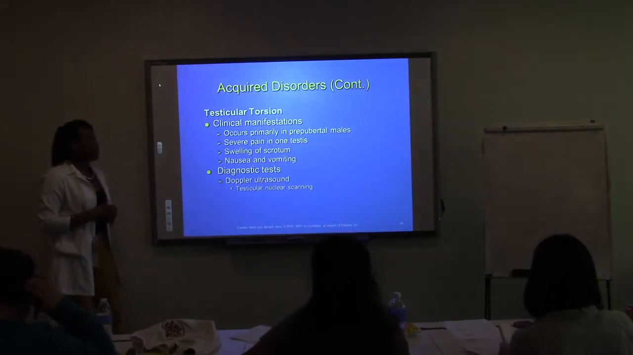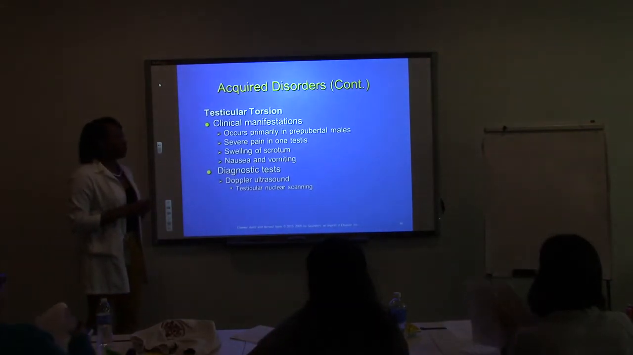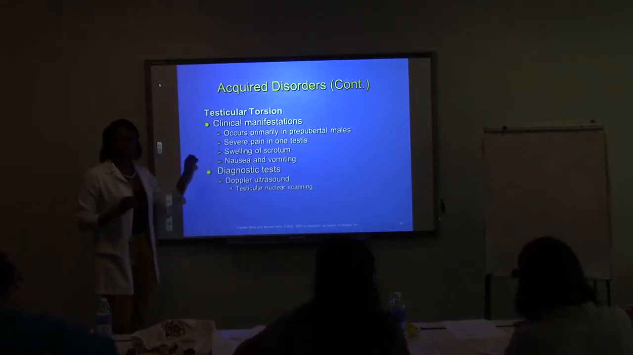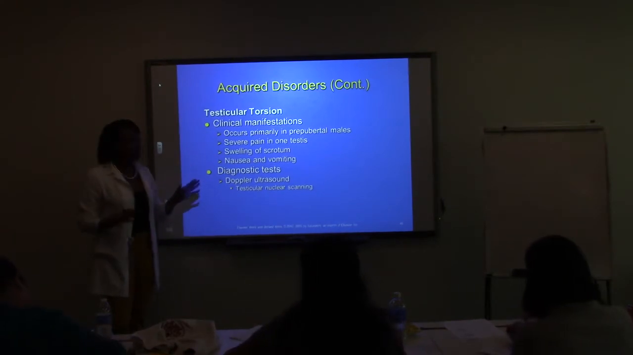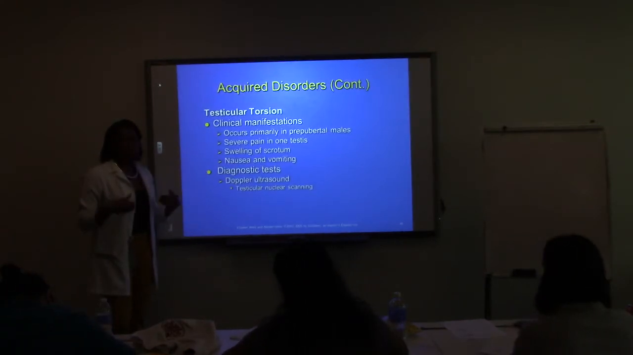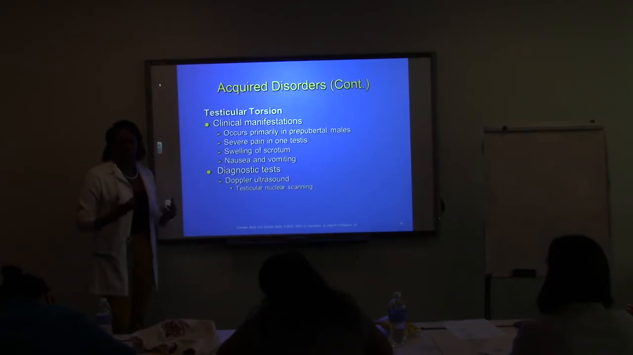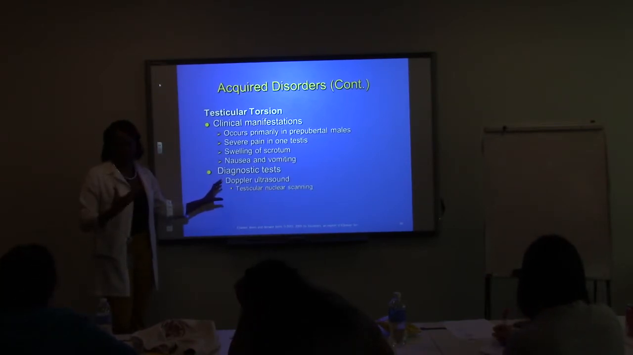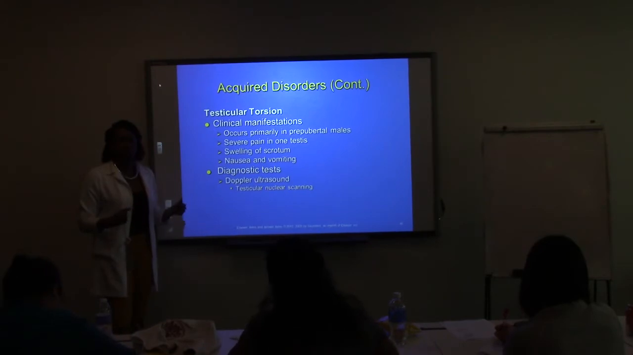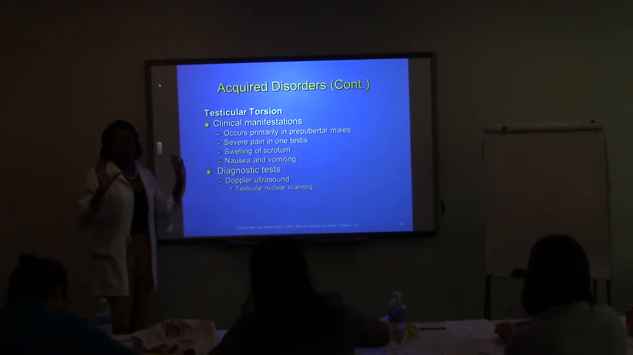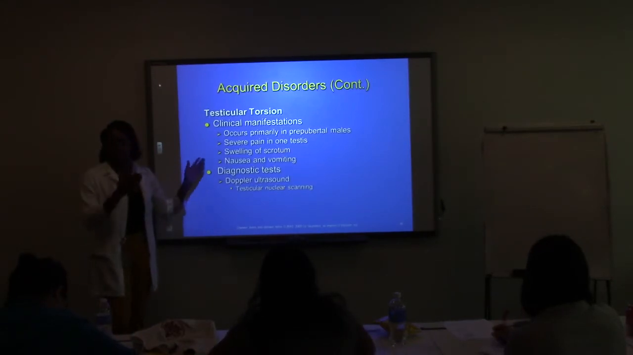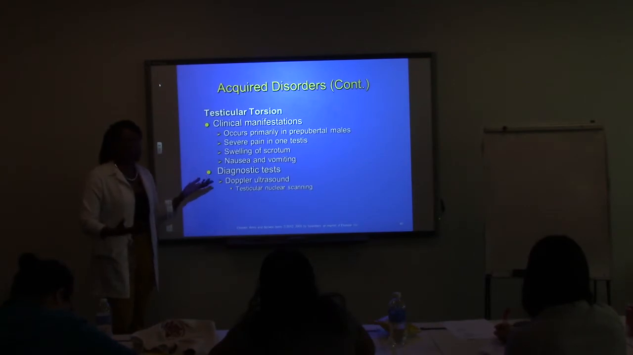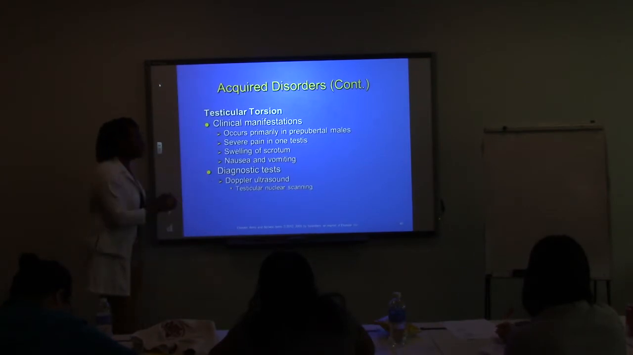So, it occurs primarily, again, in pre-puberty males. Severe pain on one side of the testes, thank God it's not bilateral. Swelling of the scrotum, and they will also become very ill, nausea, vomiting, okay, accompanied with this. You can also do an ultrasound here to determine the amount of twisting and to actually see it, okay. So ultrasound, keep in mind, is the diagnostic test of choice to look at any type of testicular condition.